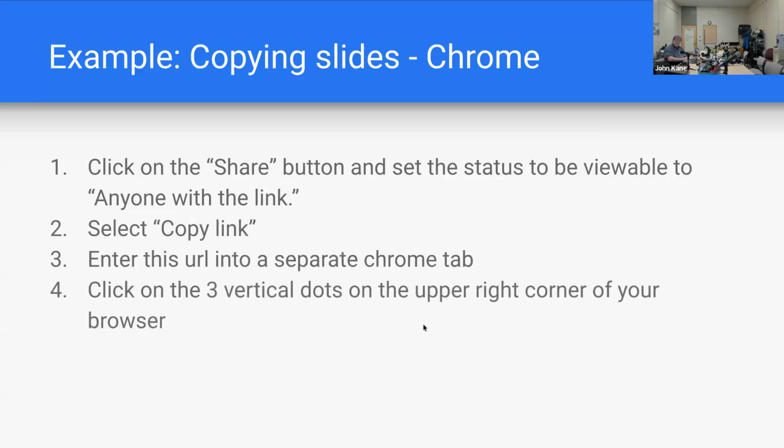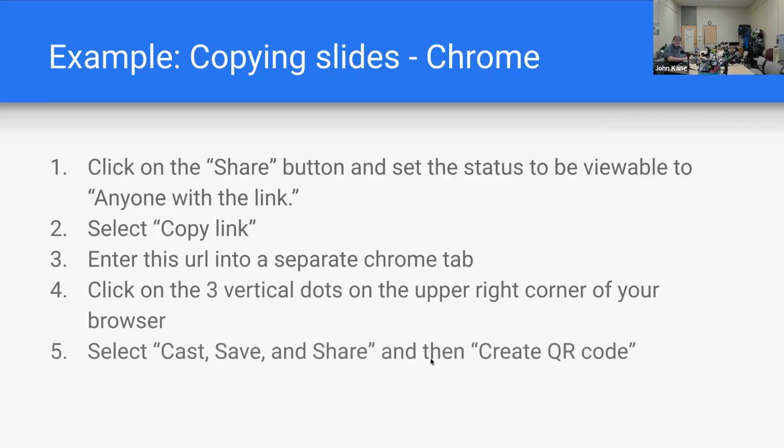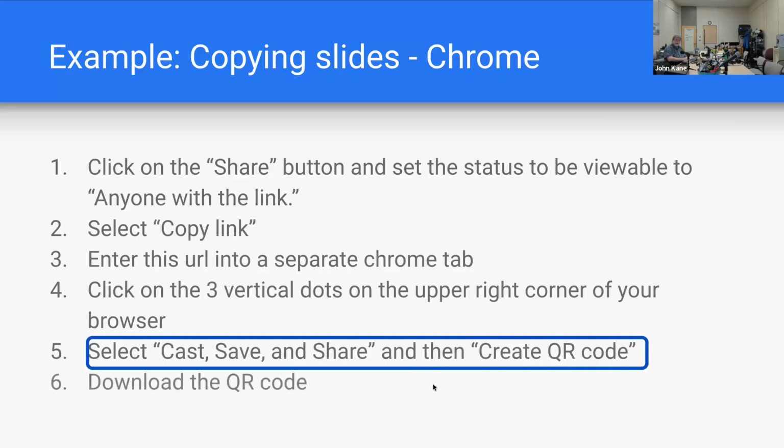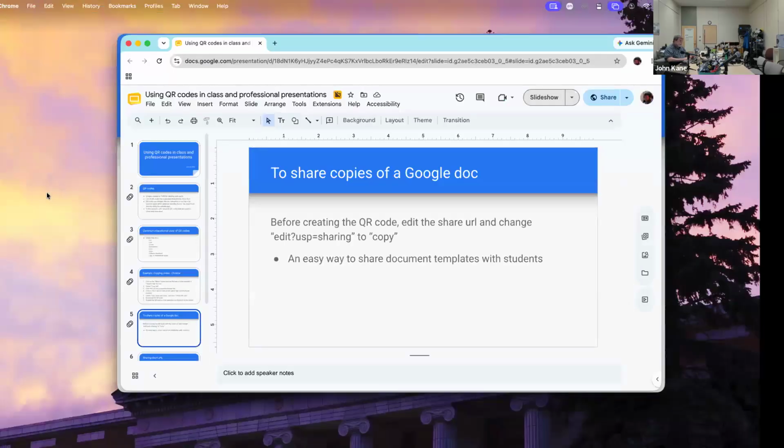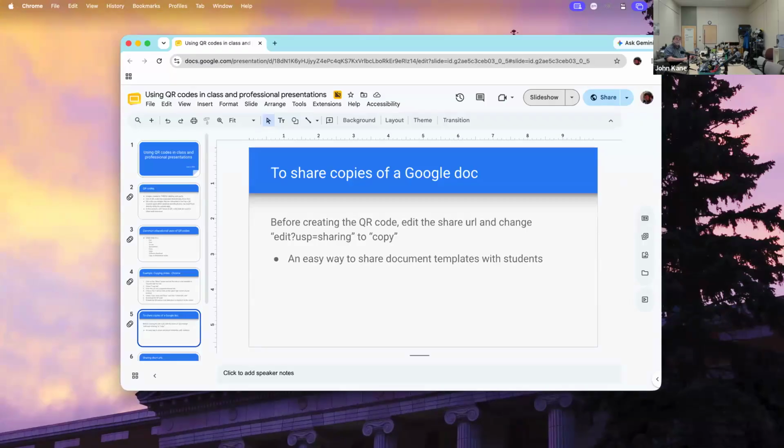Click on the three vertical dots in the upper right-hand corner of the browser, and then select Cast, Save, and Share, and then create QR code, and then either download the QR code or copy and paste it into your slideshow, and so forth. Let's just do that. It's probably easier to do it than it is just to look at this. So, in fact, let's do it for this particular set of slides.